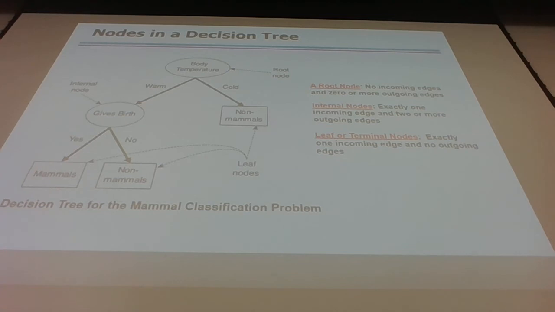So there are 3 types of nodes in a decision tree. A root node, which has no incoming edges and 0 or more outgoing edges. An internal node, which has exactly 1 incoming edge. Why? We'll talk about that later. So exactly 1 incoming edge and 2 or more outgoing edges. And then leaf or terminal nodes, which have exactly 1 incoming edge and no outgoing edges. Okay, so these are the 3 types of nodes.